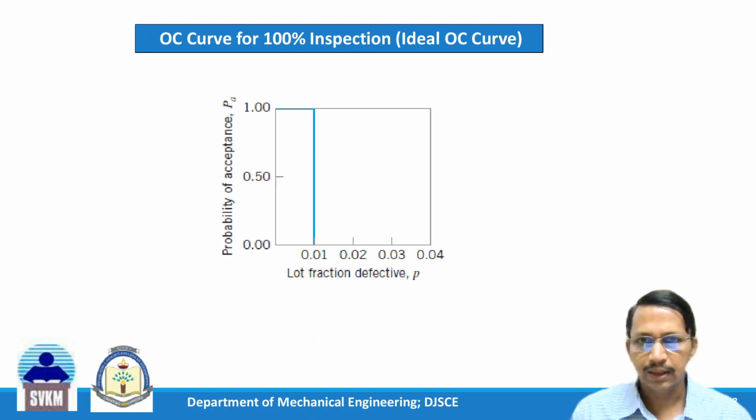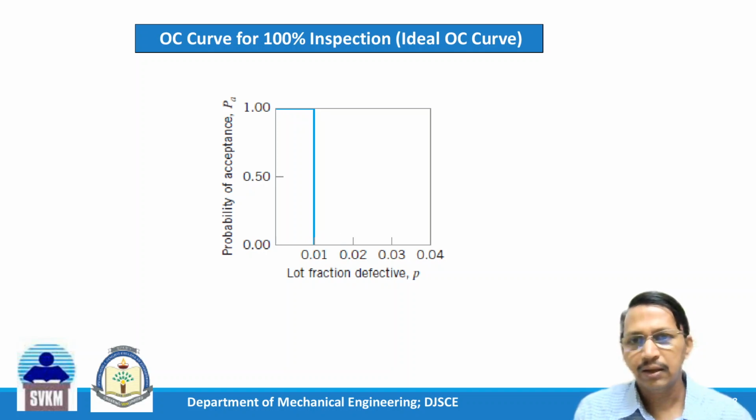You take the case of 100% inspection, and in this case the OC curve is the ideal OC curve. Let us see what is happening here. Your acceptance criteria is 1% defective, or fraction defective is 1%. Anything below 1% fraction defective is accepted, anything beyond this is not accepted, it has to be rejected.